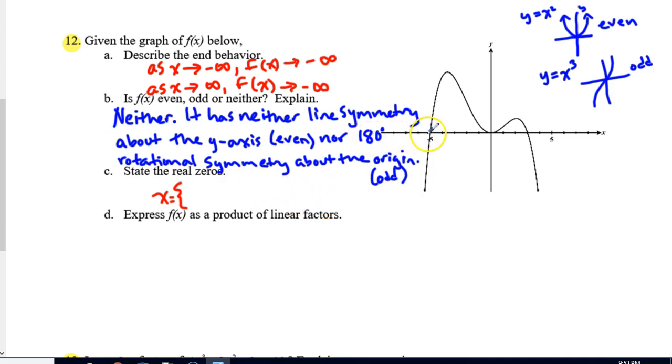Okay, so hopefully that was easy for you. You said, okay, at -5, at 0, and at 3. Those are x values that produce a y value of 0.